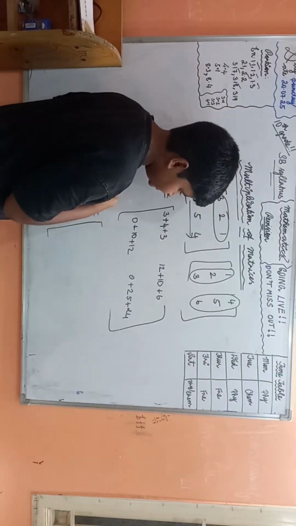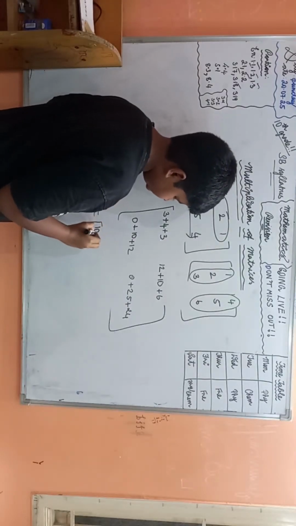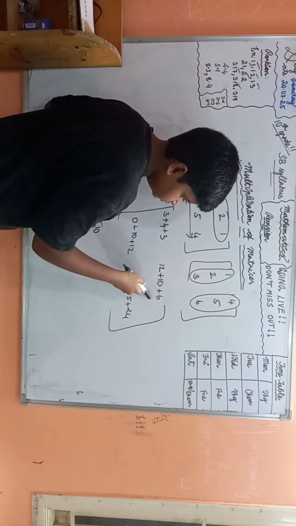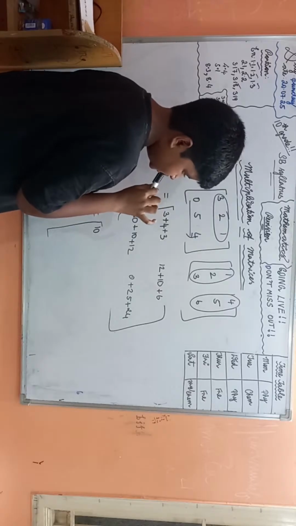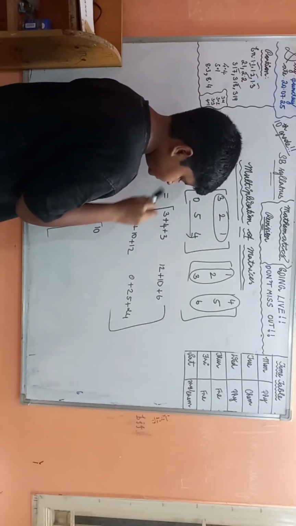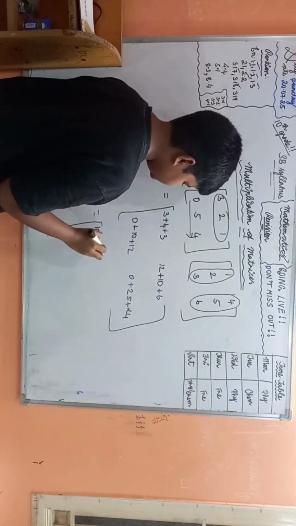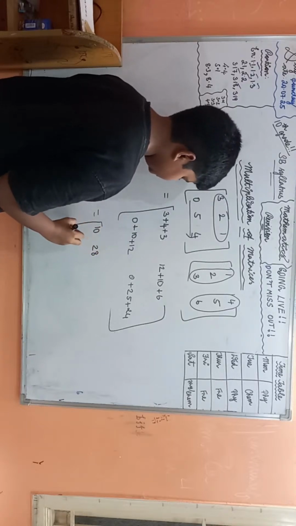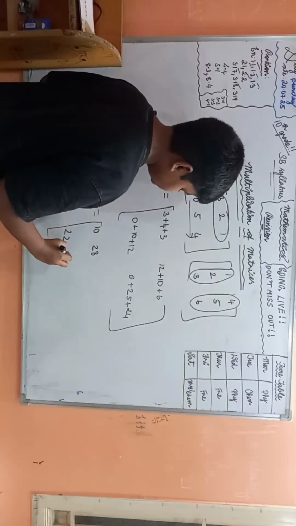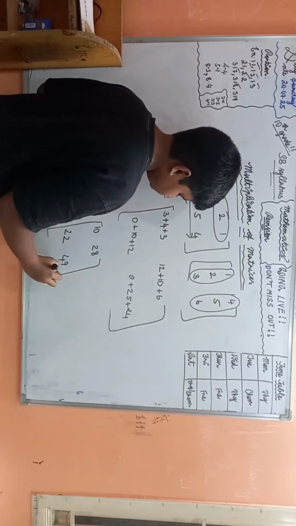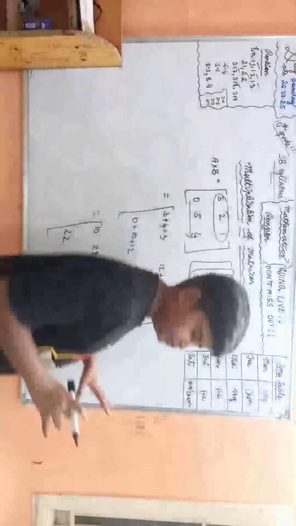So what will be the answer that you get? It will be 10. That will be 22 plus 6 will become 28, 22, 49. That's the multiplication of it.